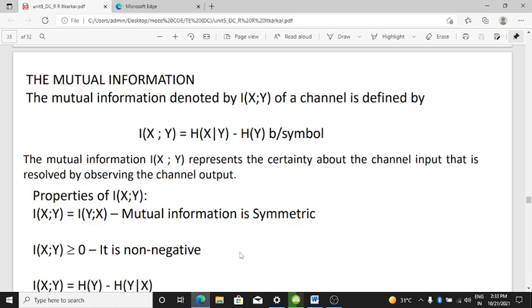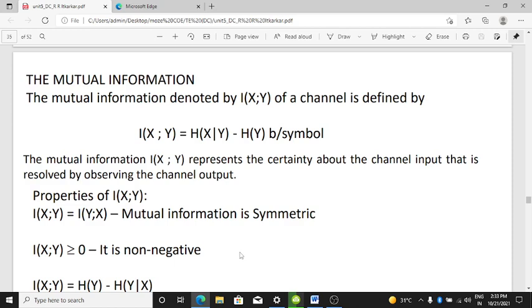Good afternoon all. In today's DC lecture, we are going to study the topic mutual information. Without wasting our time, we will start with the main concept of mutual information, channel capacity, channel coding, and what are the properties of mutual information. We are going to cover these points.